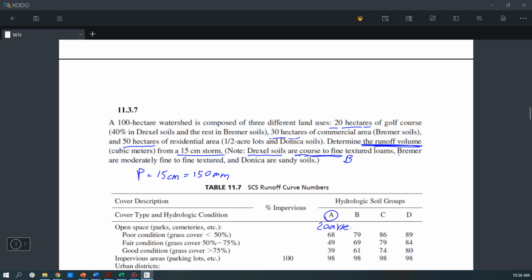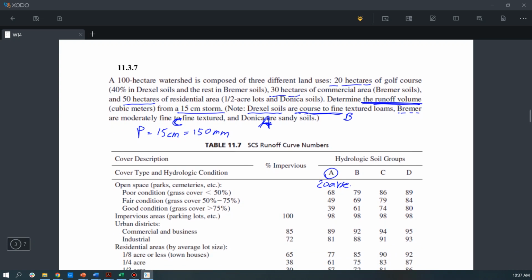Okay, so the primer are moderately fine to fine texture. So this would be C category, C group for the soil type. And for the Donica or sandy soil, so sandy is water can easily infiltrate into the sand. So use that concept, we categorize it as the group A. Okay?